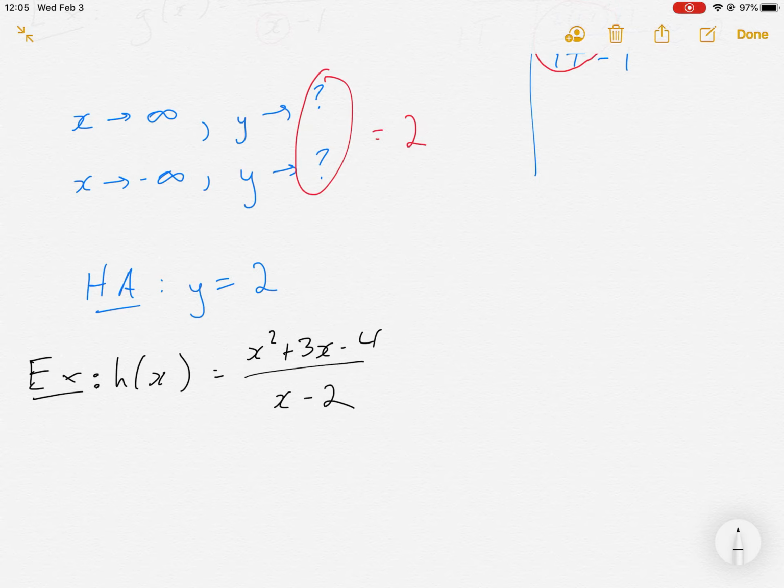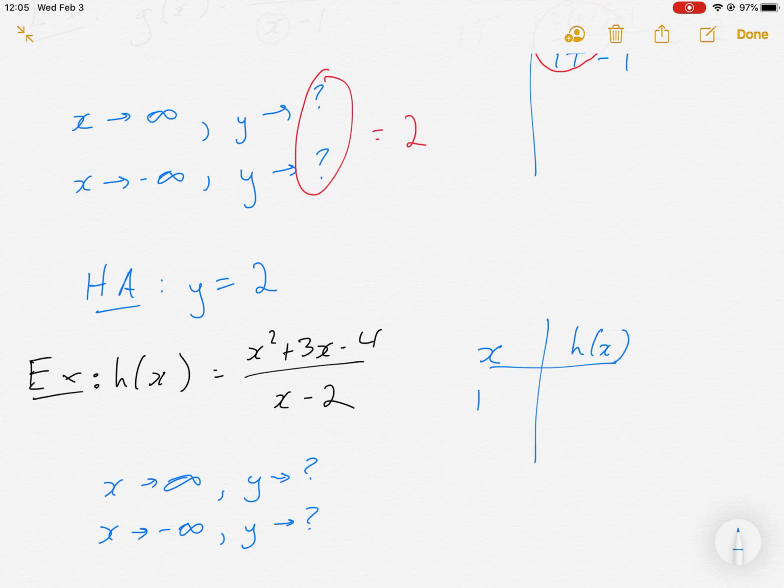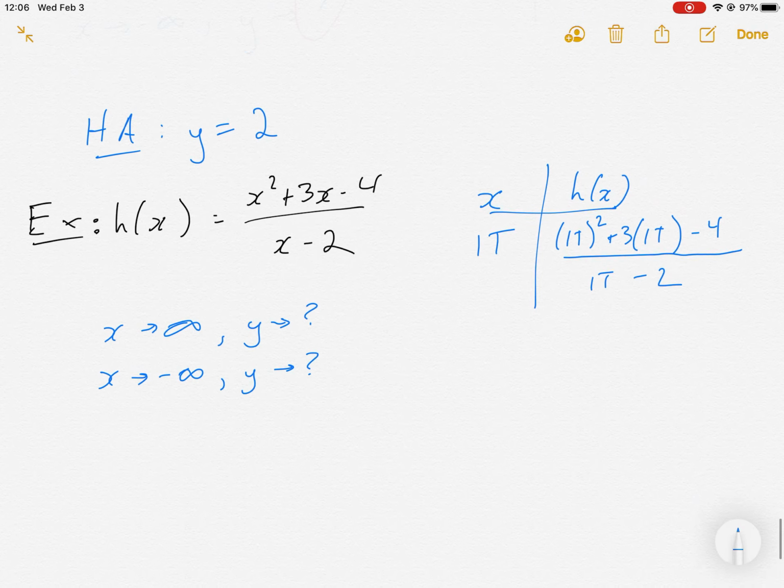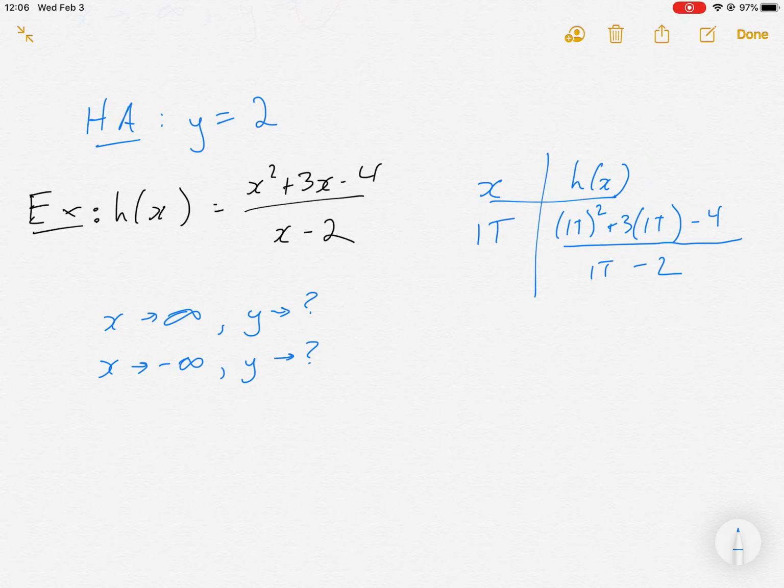So let's look at this one now. Let's do the same thing. Let's think about large values of x. Let's think about what y is going to do. So at very, very large values of x, let's just go straight to a trillion again. I'm going to have 1 trillion squared plus 3 times 1 trillion minus 4 over 1 trillion minus 2. Again, the minus 2 and the minus 4 are pretty irrelevant in this case. But I do have these 1 trillions going on.